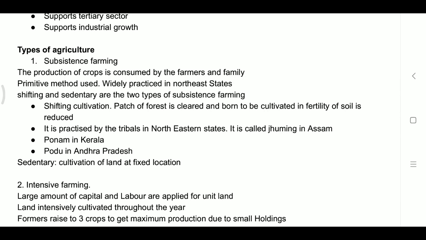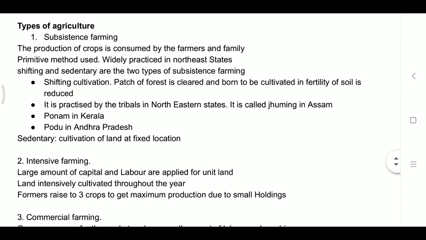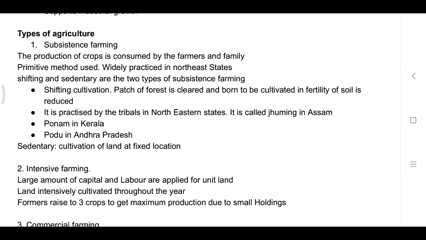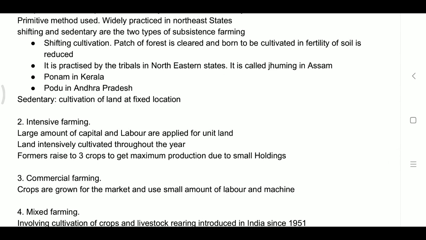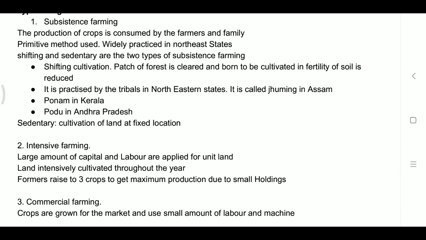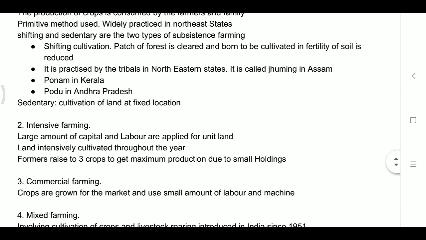Shifting is nothing but, as the word itself tells you, keep on shifting the agricultural area. A patch of forest is cleared and burnt and converted into cultivated land. When the fertility has been lost, the agricultural area is changed. That is shifting cultivation. This method was practiced among tribals of the northeastern states. Shifting cultivation has different names in different states: Jhooming in Assam, Ponam in Kerala, Podu in Andhra Pradesh.